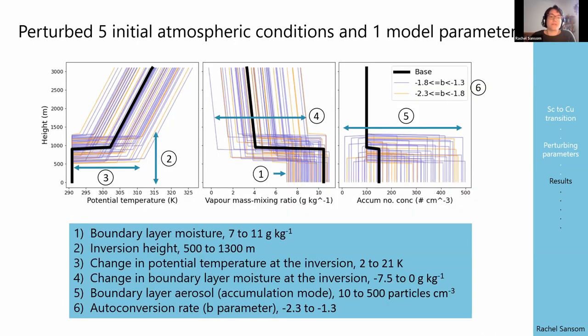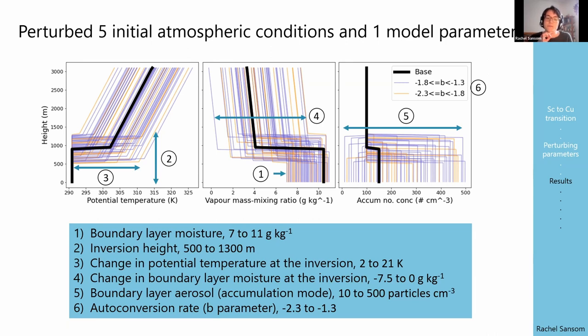So I've perturbed, as I said, 6 parameters. Because 5 of them are initial conditions, I want to give you an idea of what those actually physically are. They're written here for example, but this is showing the initial profiles that I feed into the model. So it's the temperature, water vapor, and aerosol. And it's just varying those profiles physically.